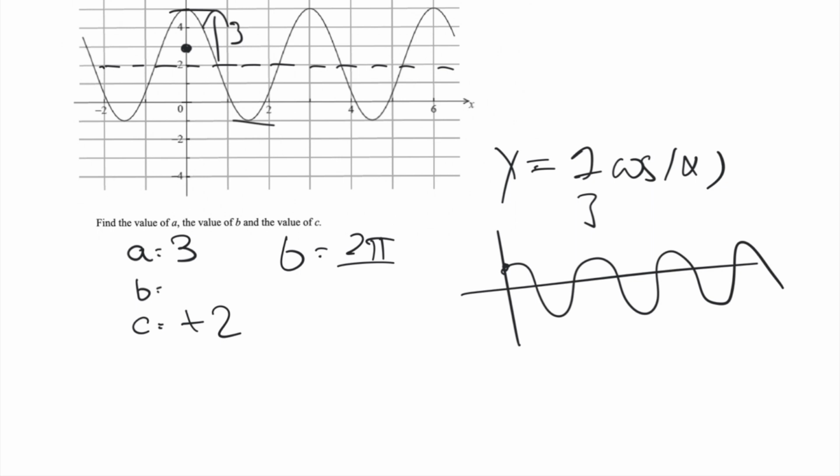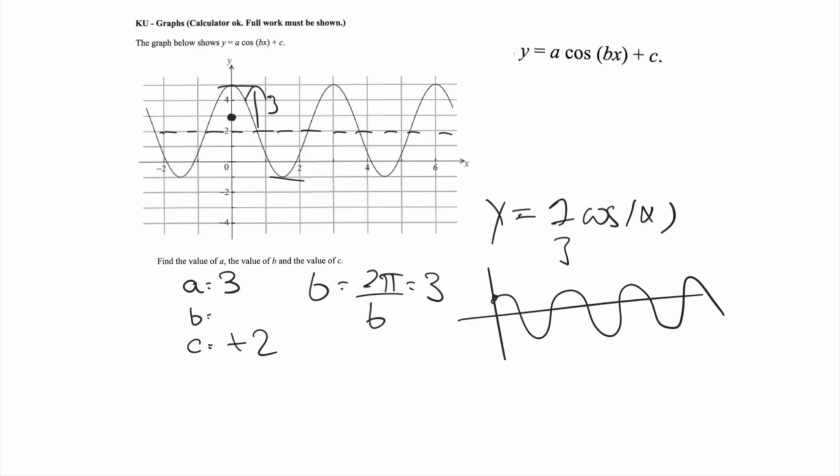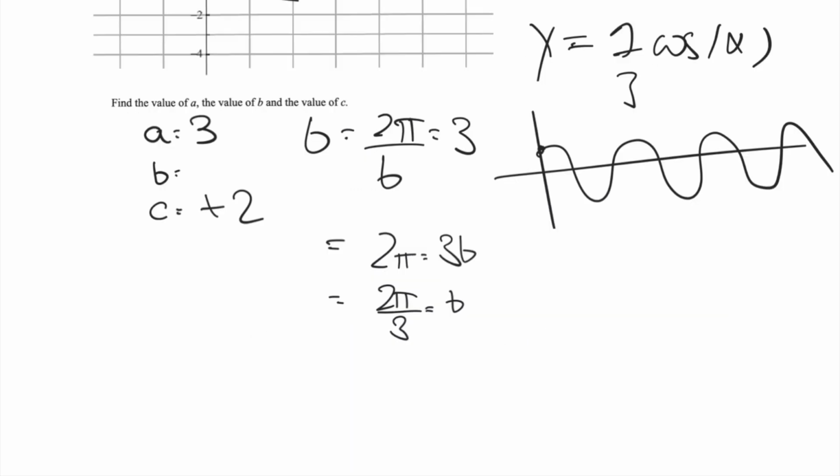2 pi over b is equal to the period, which in this case is 3. We know this because there are 3 units between 2 crests in a diagram. So from 3 to 6, that's 3. I've just done the algebra here, which has led us to the answer. B is equal to 2 pi over 3.